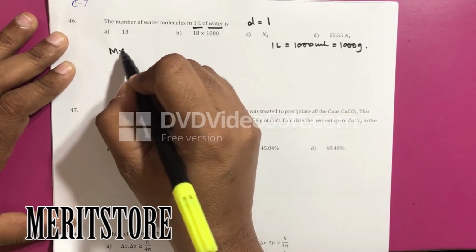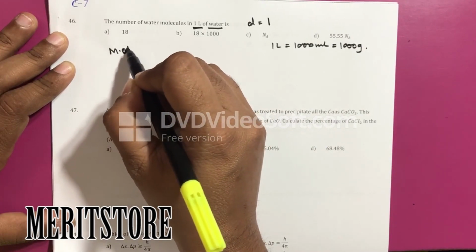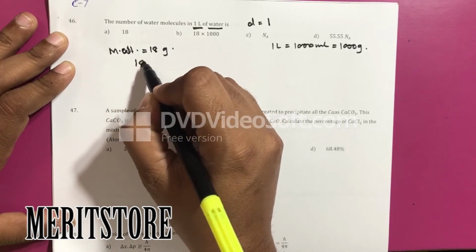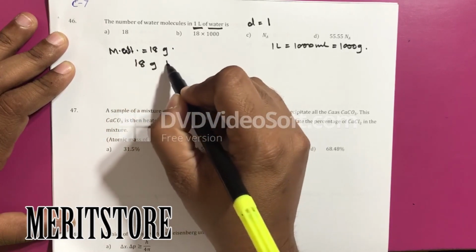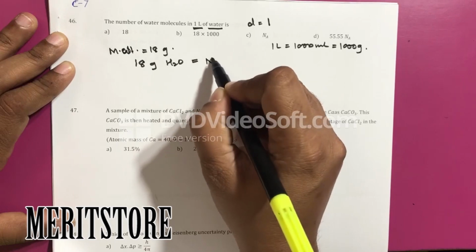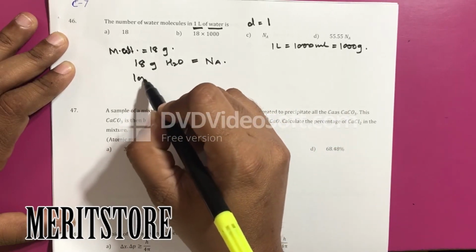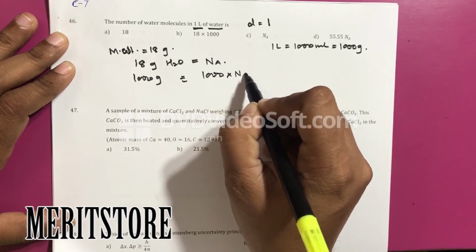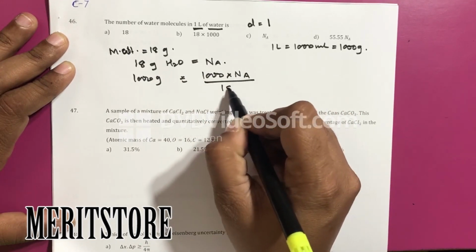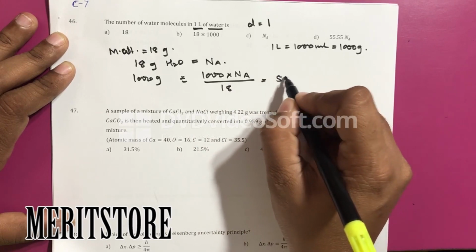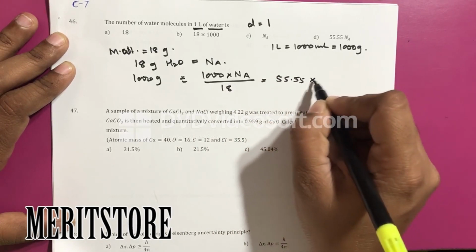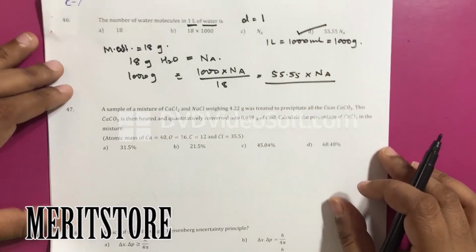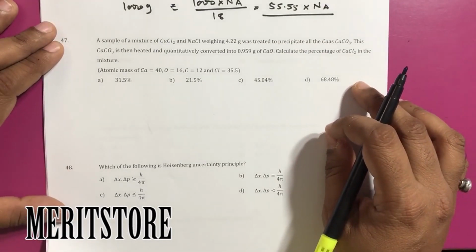So the molecular weight of water is 18 gram. So when I'm talking about 18 gram of water, that corresponds to Avogadro's number of molecules. So 1000 gram will correspond to 1000 multiplied by Avogadro's number divided by 18. So that comes out to be 55.55 into Avogadro's number. Therefore option D.